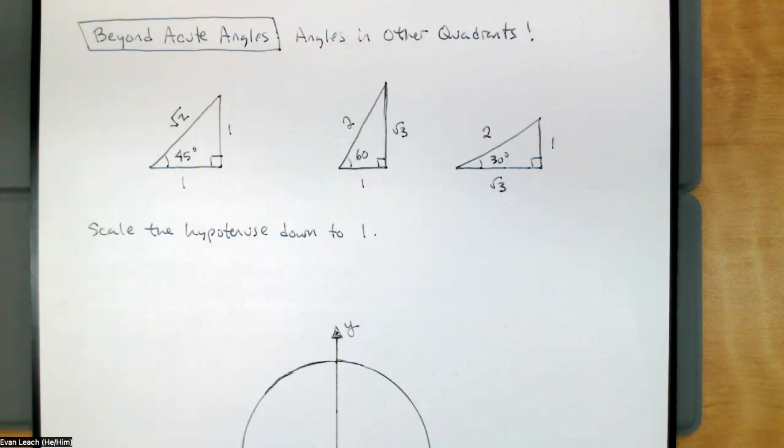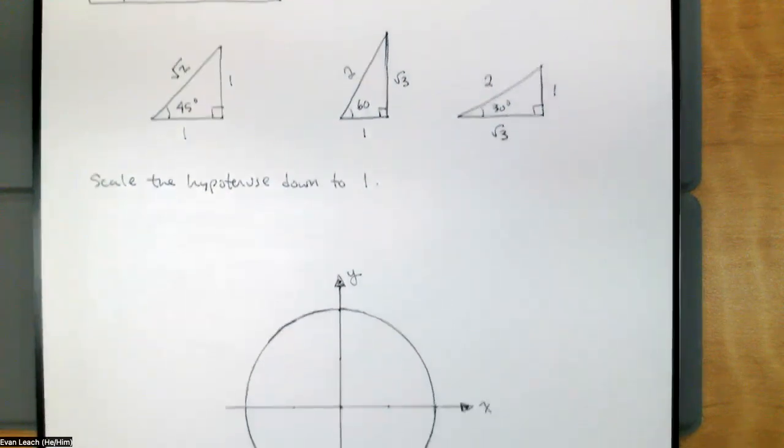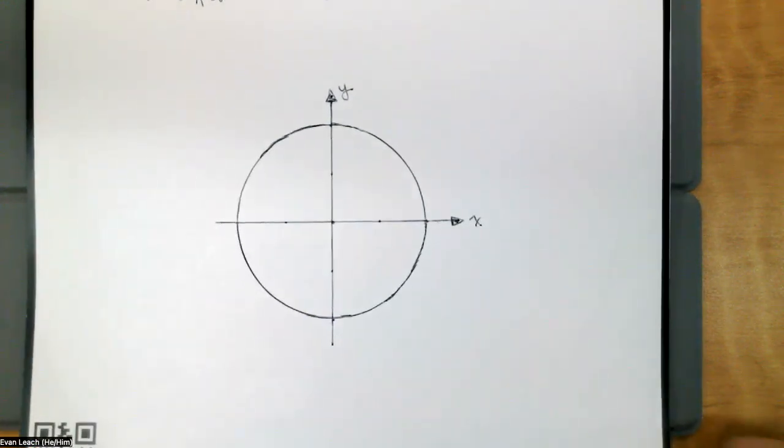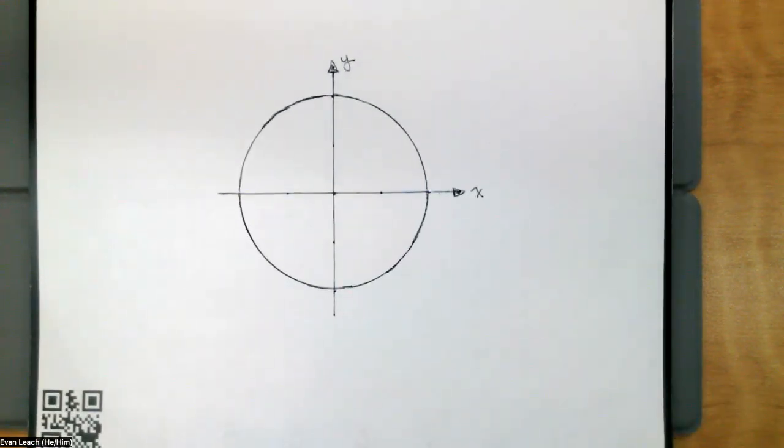The next thing that we want to do is draw these triangles with our 30, 45, and 60 degree angles in our unit circle, where the 30, 45, and 60 are in standard position. So what we're going to do is scale the hypotenuse down to 1 so that we can take this down to our unit circle.